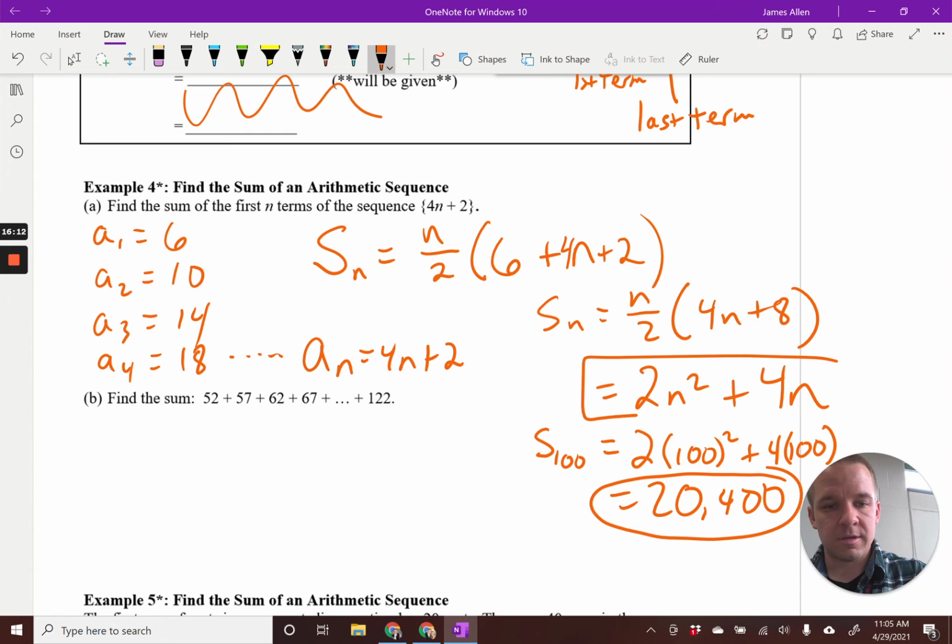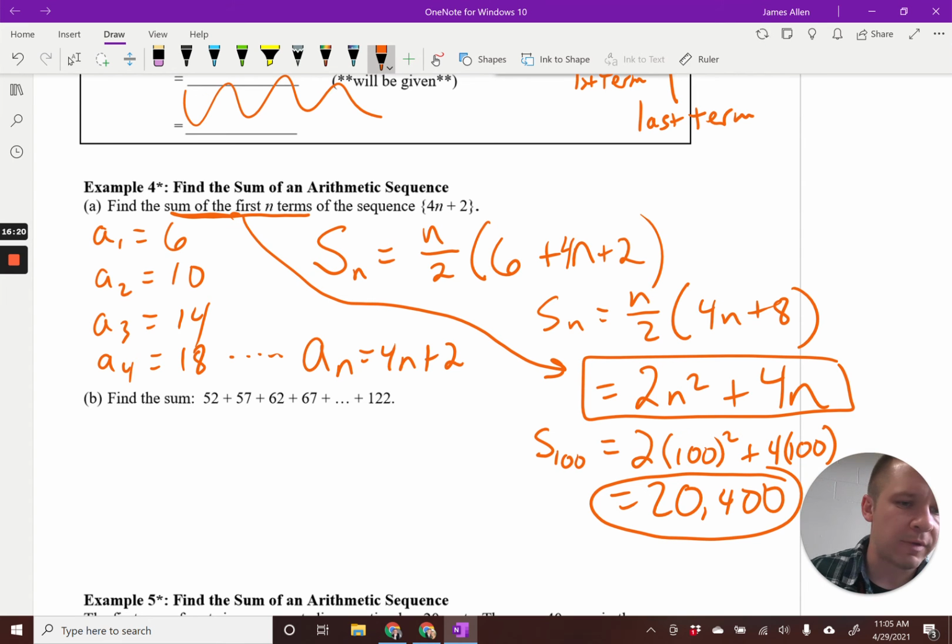Now, this would be the first n terms. The sum of the first n terms is this right here. And then I just did a side example of 100 terms, so we had just a finite number, right? Okay. That was cool. Let's do part B here.